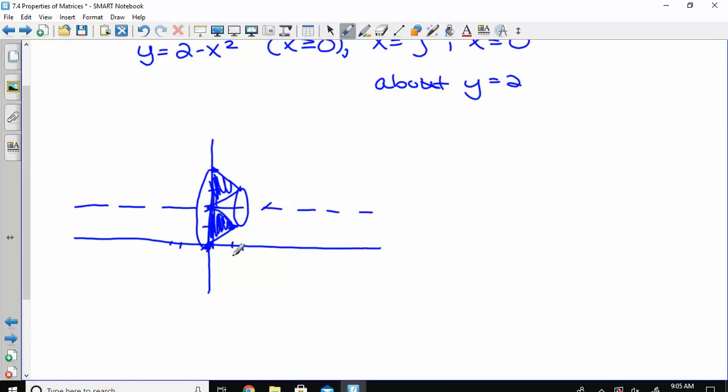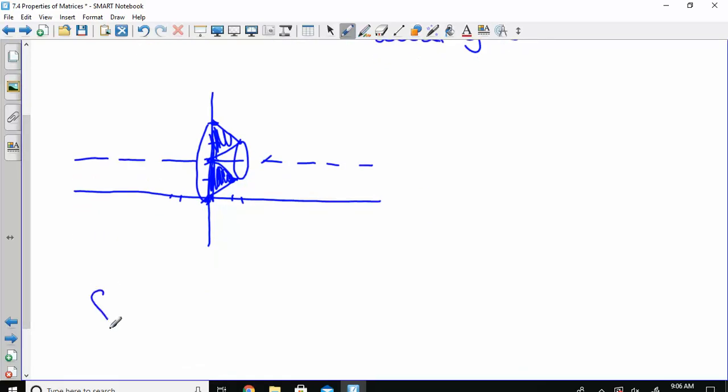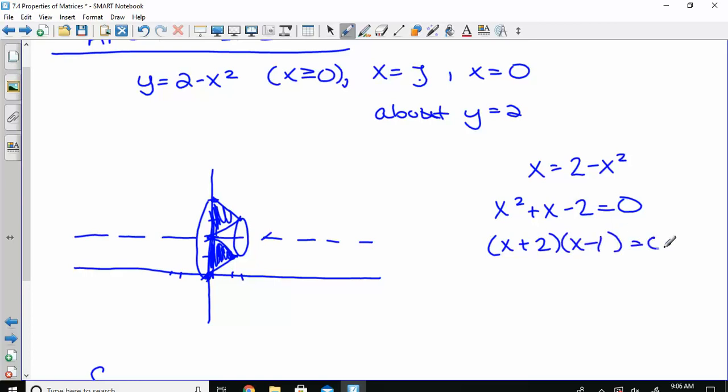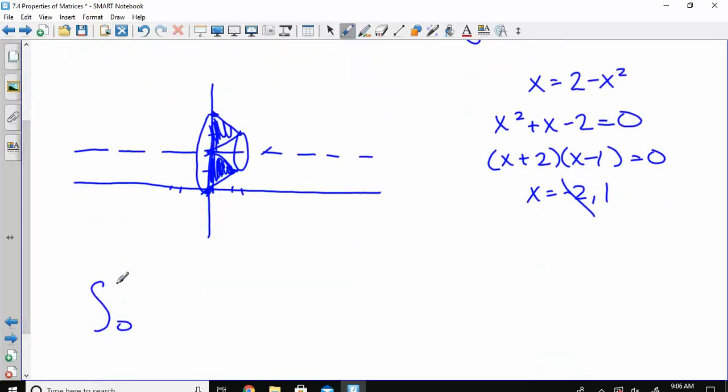If you're spinning around a horizontal line, then we always integrate with respect to x. So where does my x start and stop? 0 and 1. We know it starts at x equals 0. You could find the other by setting these things equal to each other. So x equals 2 minus x squared. If you couldn't tell from your graph. We get the intersection at -2 and +1, but we already said we weren't using the negatives. So that's why we're going to go from 0 to 1.